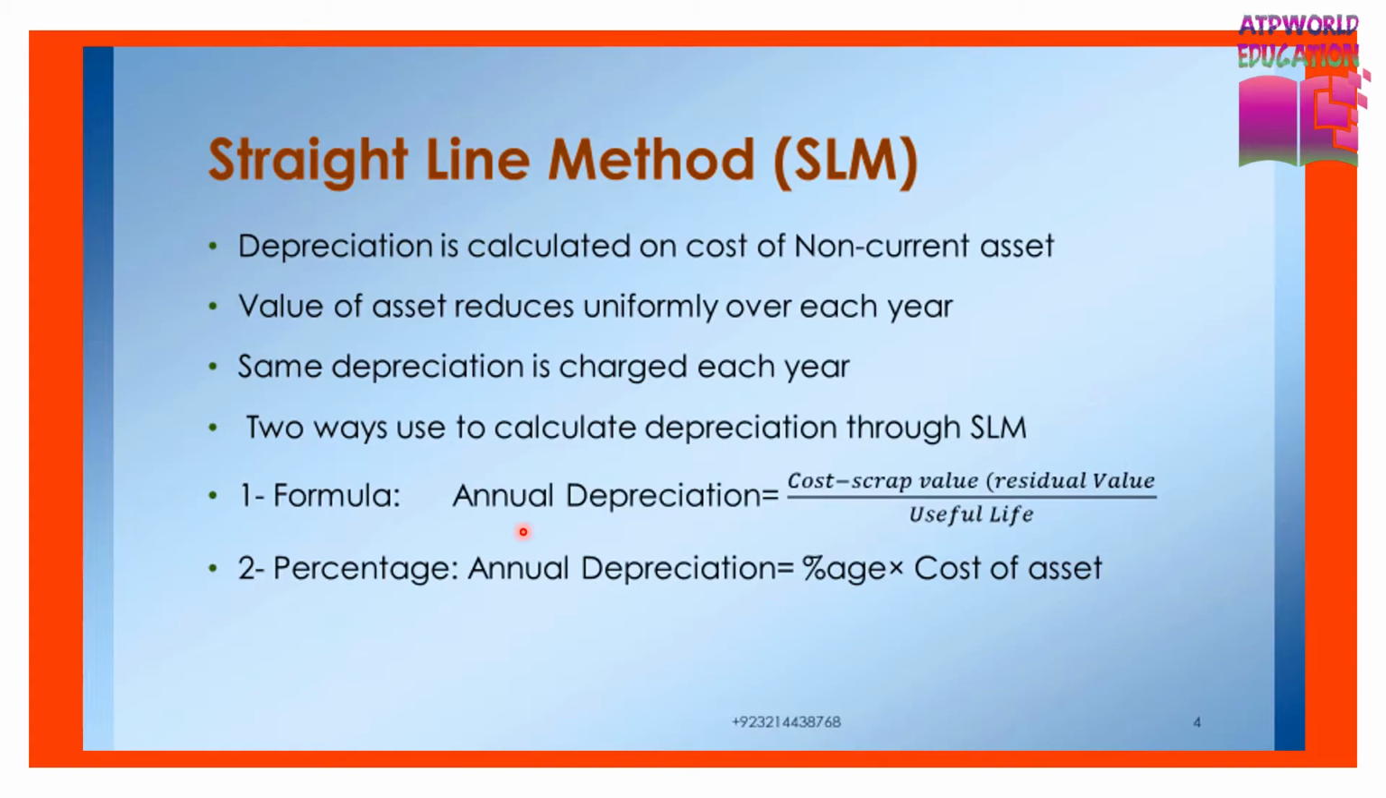Second one is the percentage method. In this method, we calculate annual depreciation by multiplying the percentage with the cost of non-current asset. This will also give you annual depreciation of that asset. But I have told you in my early lectures, you will use only one method to calculate the depreciation as per provided information. Now, move to the advantages of the SLM. I just recall the definition of SLM and now moving towards advantages.